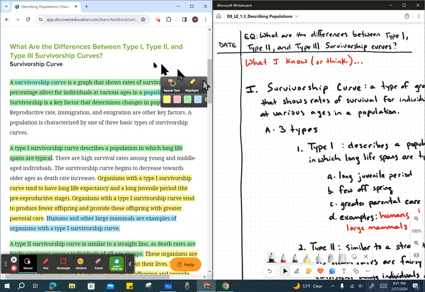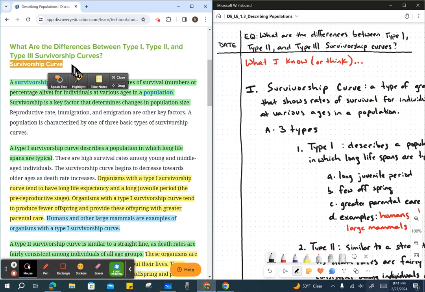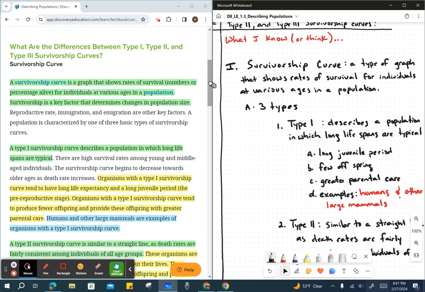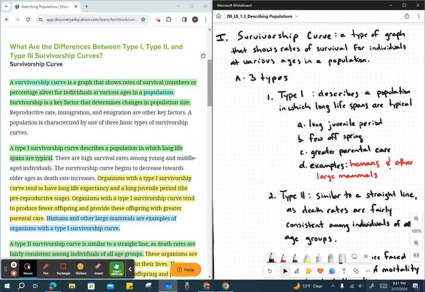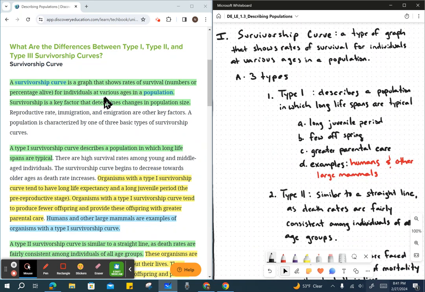Okay, so we'll start with this title here, Survivorship Curve. We'll make that Roman numeral 1. And we're just going to take the definition right out of your text. It's a type of graph that shows the rates of survival for individuals at various ages in a population. And you can see that's exactly what we wrote down here.